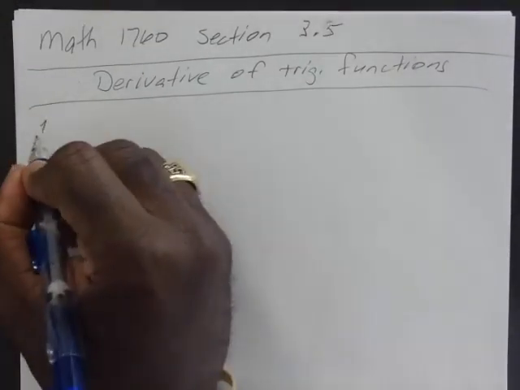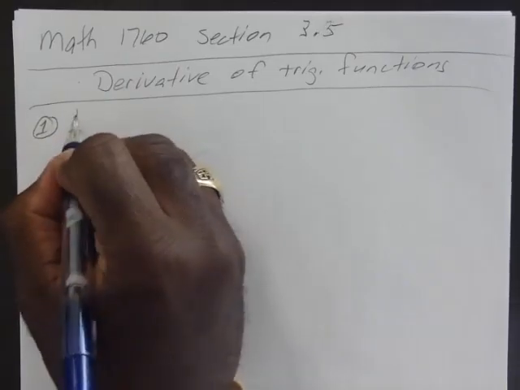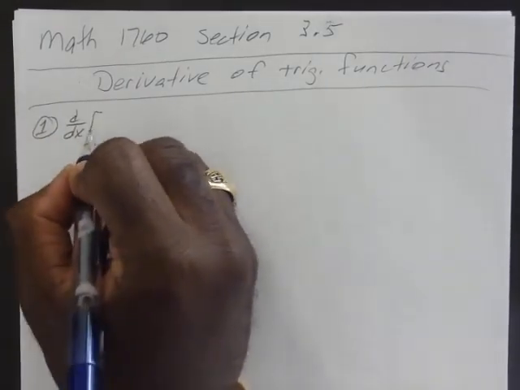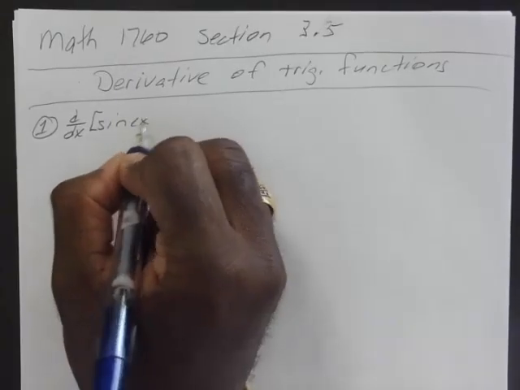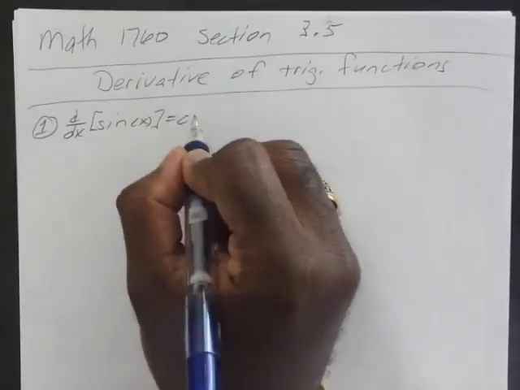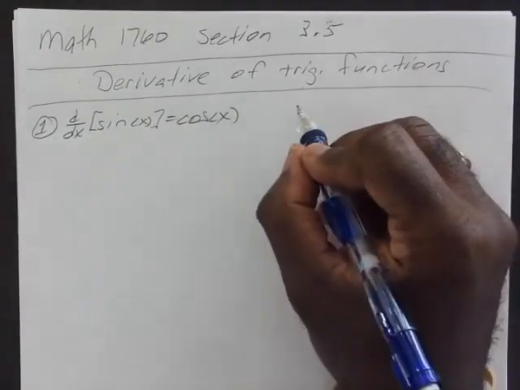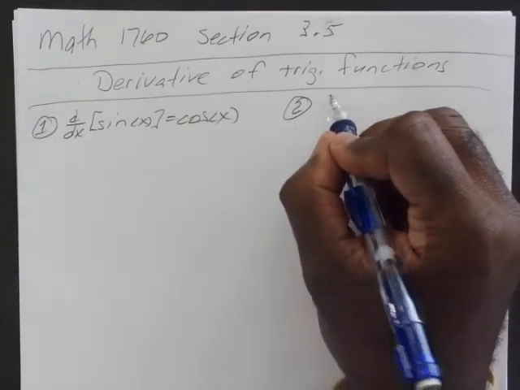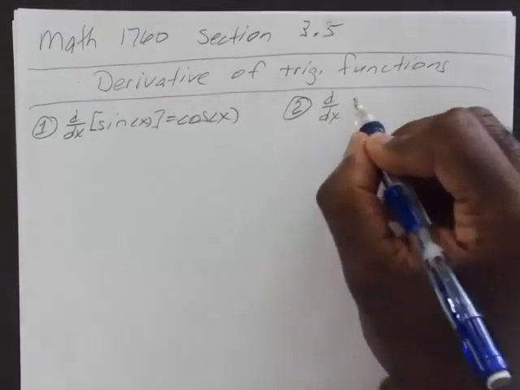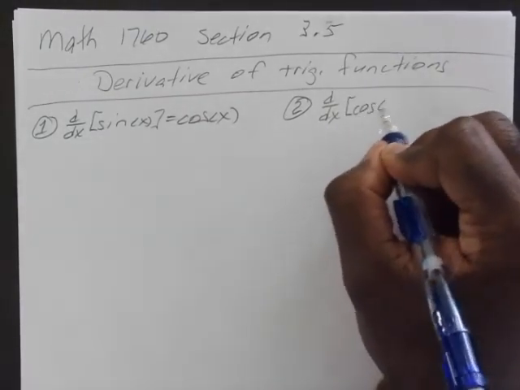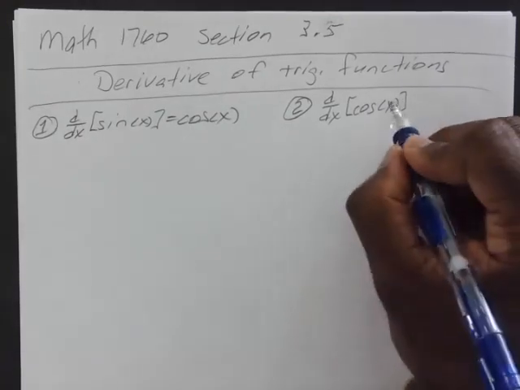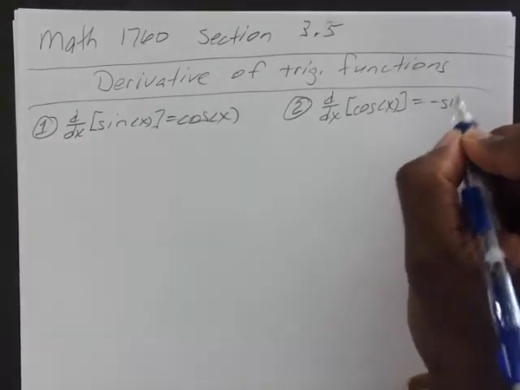Okay, so the first one is that the derivative of sine of x is equal to cosine of x. And the second one is that the derivative of cosine of x is equal to negative sine of x.